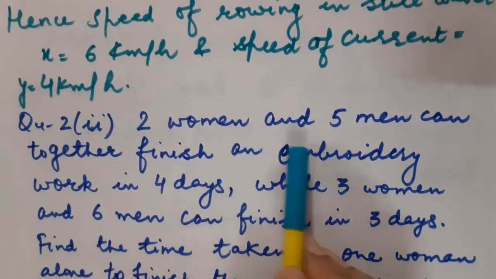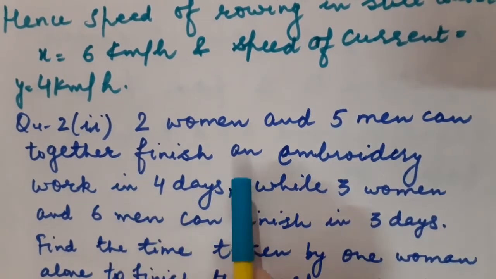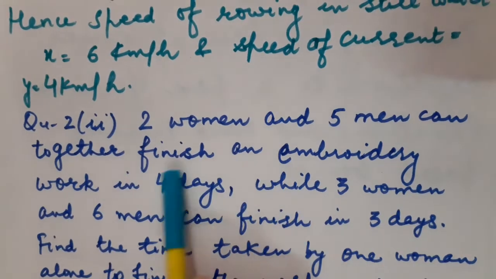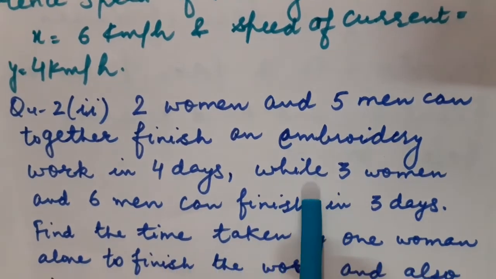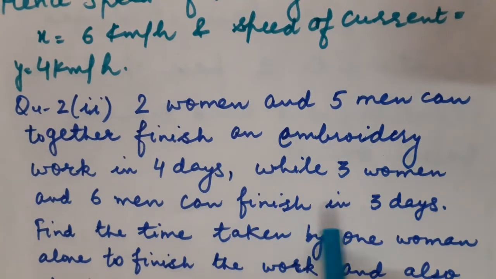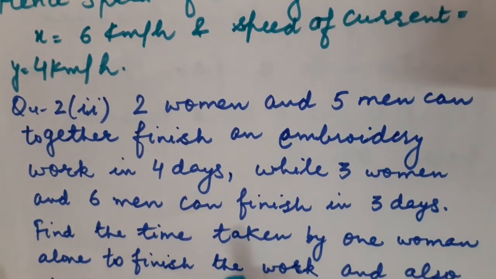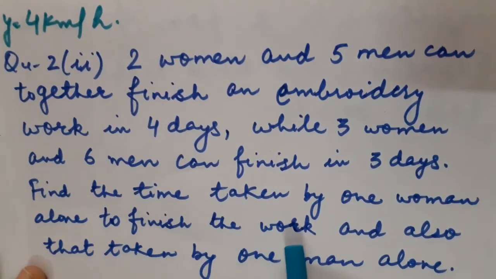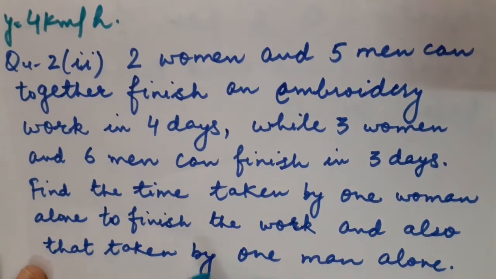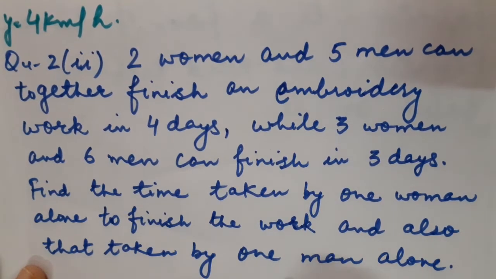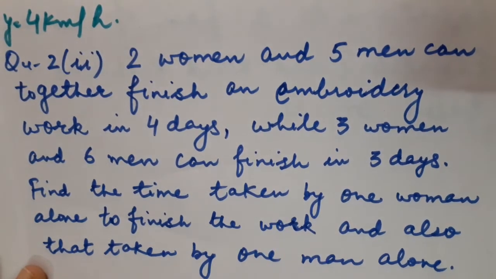2 women and 5 men can together finish an embroidery work in 4 days. 2 women and 5 men are taking 4 days, while 3 women and 6 men can finish in 3 days. Find the time taken by one woman alone to finish the work and also the time taken by one man alone. For one woman, how much time is taken, as well as for one man, how much time is taken. This concept I am going to teach you now.